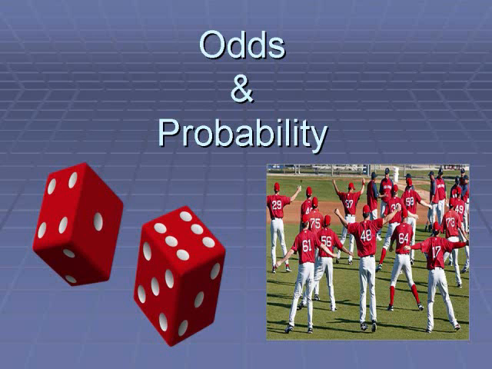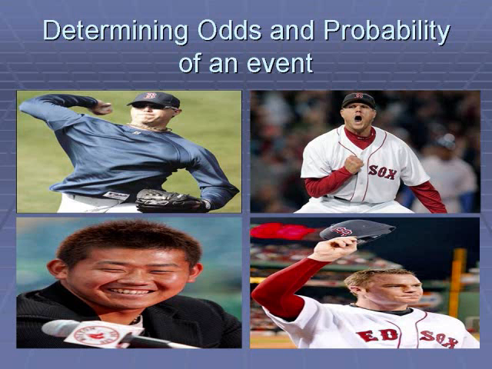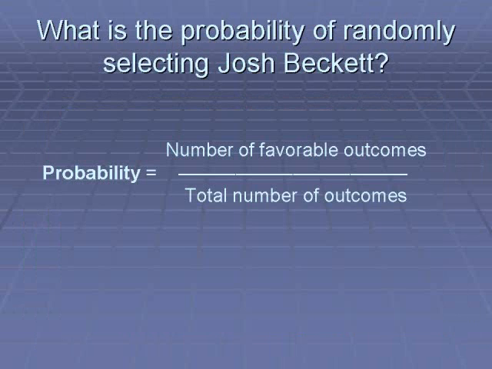Alright, here's a scenario. Let's say we have 4 baseball players: Josh Beckett, Daisuke Matsuzaka, Jonathan Papelbon, and Jon Lester. And we take their names and we put them into a hat. Maybe the hat Jon Lester is holding right now. And the question that we first want to answer is, what's the probability of randomly selecting Josh Beckett?